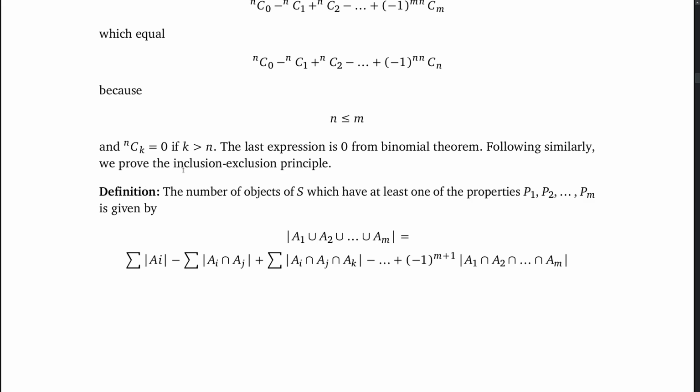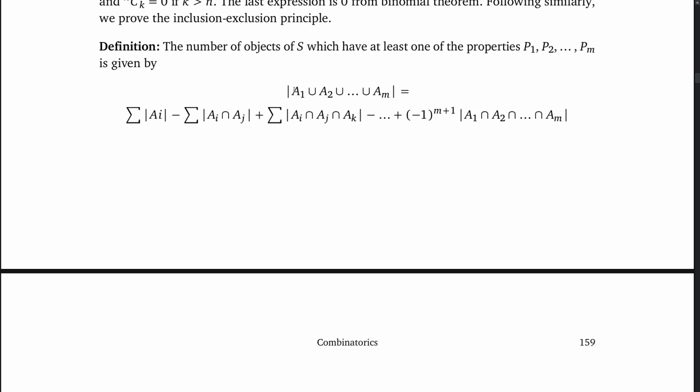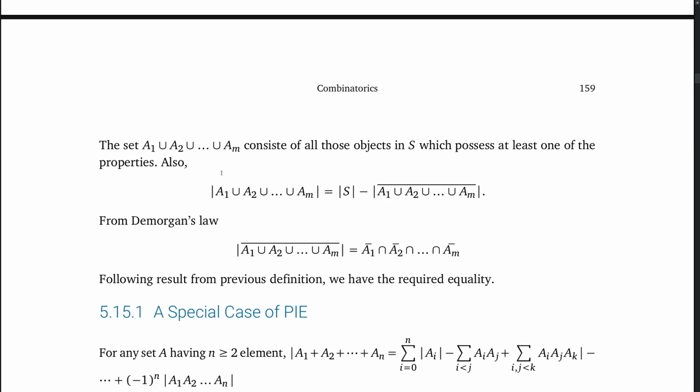Following similarly, we prove the inclusion-exclusion principle. So the number of objects in S which have at least one of the properties P1, P2 through Pn is given by the size of A1 union A2 union through Am, which is equal to the summation of size of Ai minus the summation of size of Ai intersection Aj and so on.